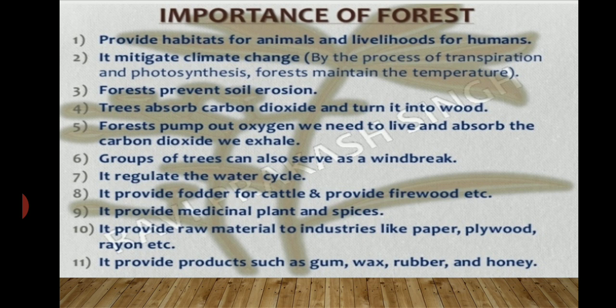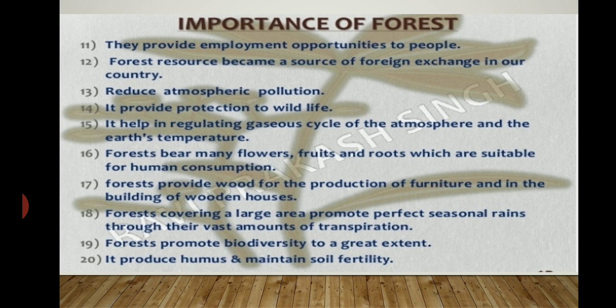Similarly, turpentine, that is also known as turpentine oil, which is produced from the resin or gums of pine tree, is used for thinning paints and varnishes. Rubber comes from rubber trees, and trees like babool and kikar give us gums. And the oil extracted from trees like eucalyptus oil and sandalwood oil is used to make dyes and perfume. They provide employment opportunities to people.